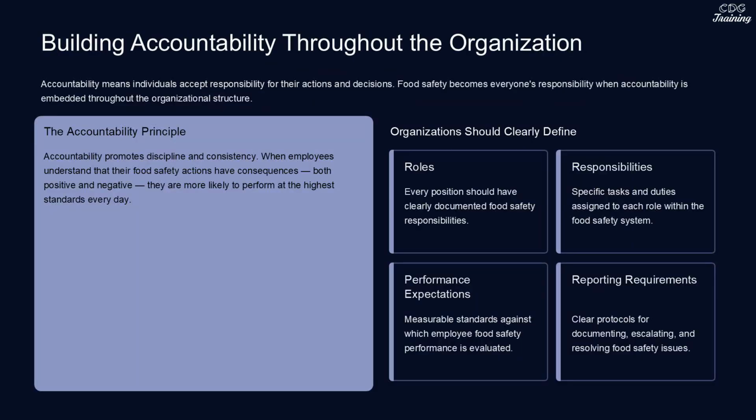Accountability means individuals accept responsibility for their actions and decisions. When accountability is embedded throughout the organizational structure, food safety becomes everyone's responsibility. Clearly defining roles, responsibilities, performance expectations, and reporting requirements ensures that food safety actions have consequences and are consistently upheld.